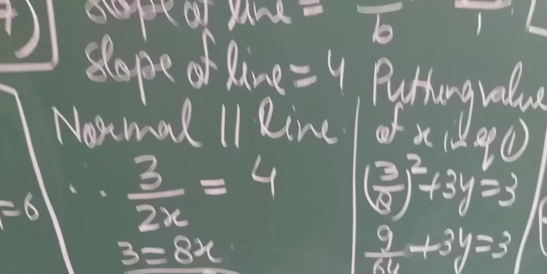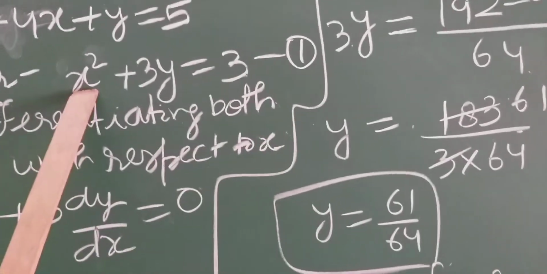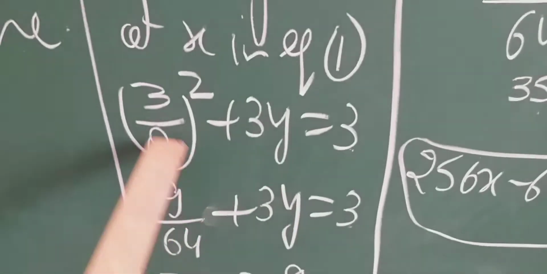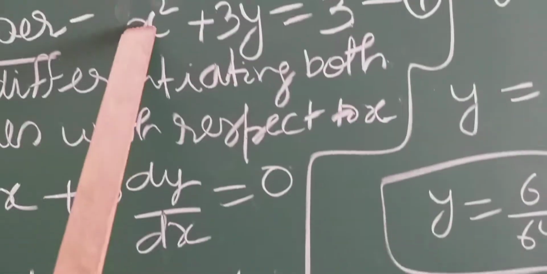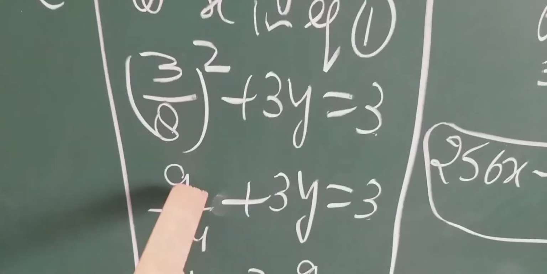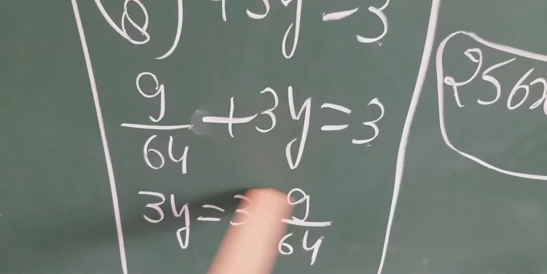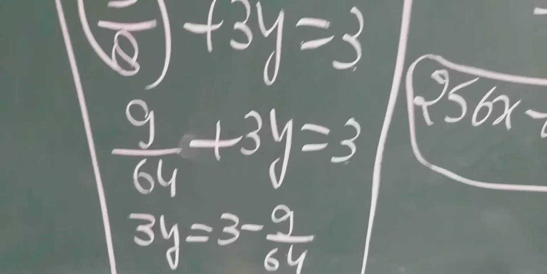Now we are going to put the value of x in the equation of the curve to get the value of y. So putting the value of x in equation 1, at the place of x we will have 3 upon 8 whole square plus 3y equals to 3. So it will be 9 upon 64 plus 3y equal to 3. So 3y equal to 3 minus 9 upon 64. We will take LCM.